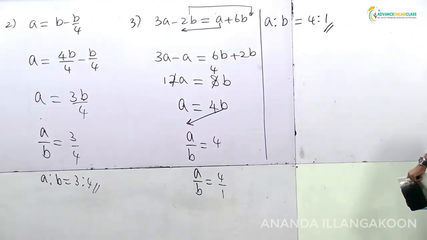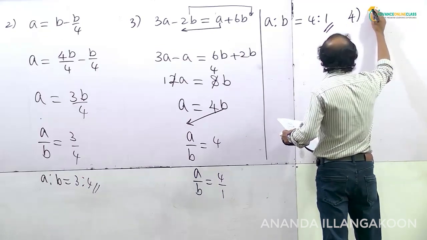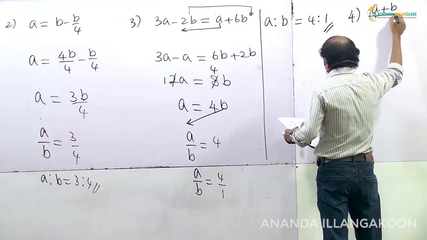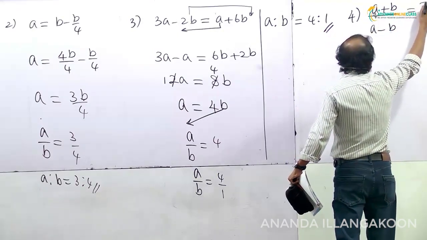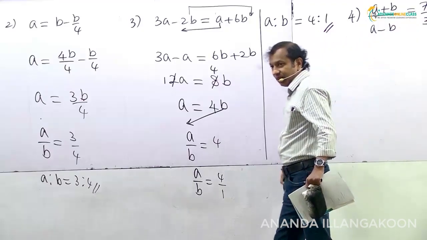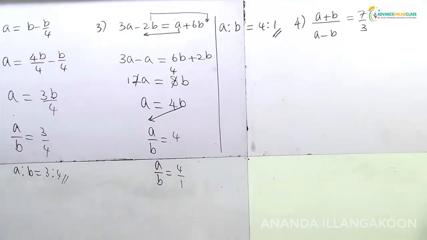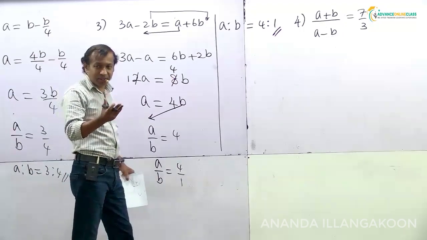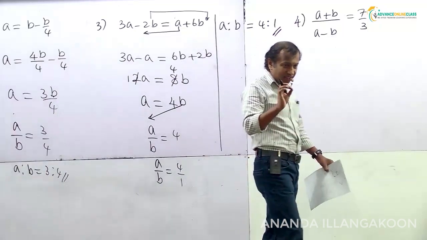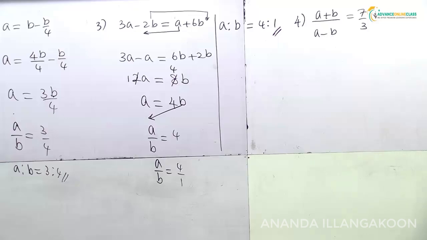Take the fourth one. A plus B divided by A minus B is equal to 7 upon 3. Find the A is to B ratio using the properties of proportions, not any other way. You can find it another way using cross multiplication, taking A on one side and B on the other. That's easier, but this time we use the properties of proportions we learned and see how to apply them.